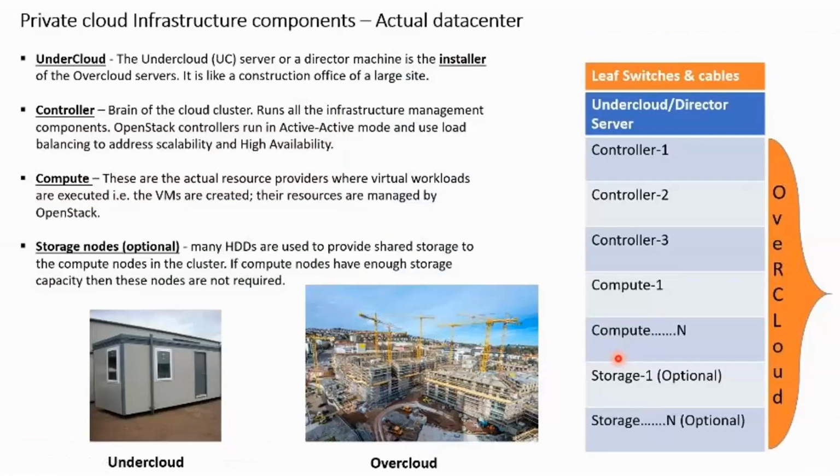Okay. So a quick look at the undercloud. The undercloud server, or director machine, is the installer of the overcloud servers. In other words, the undercloud is like a management office. If you're building an apartment, your undercloud is where you have an office. It is used for managing the operations of building the apartment buildings and so on. So that is referred to as the undercloud. You don't construct anything there. The construction is done here. This is your private cloud.